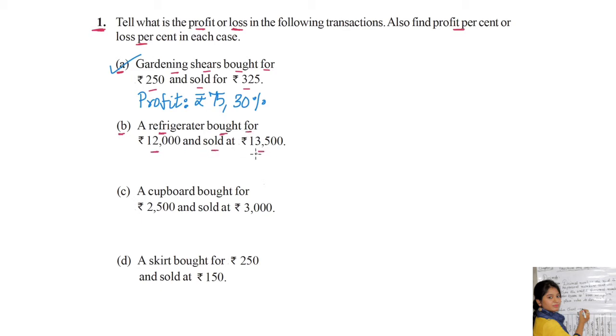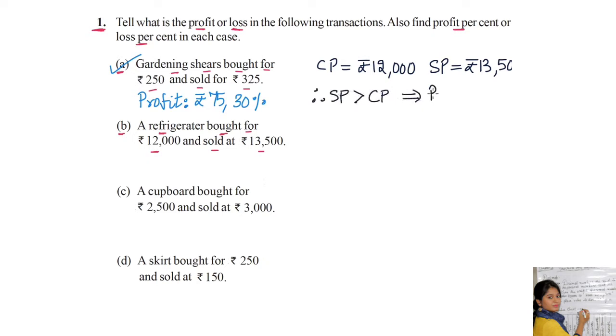In case 2, a refrigerator was bought for rupees 12,000 and sold at rupees 13,500. So first of all let us write and see whether cost price or selling price is greater. Cost price is the price at which we buy our item, so it is 12,000, and selling price is 13,500, at which we have sold our item. Now if you compare, you will see that selling price is greater than cost price, so directly a profit has been made, right?